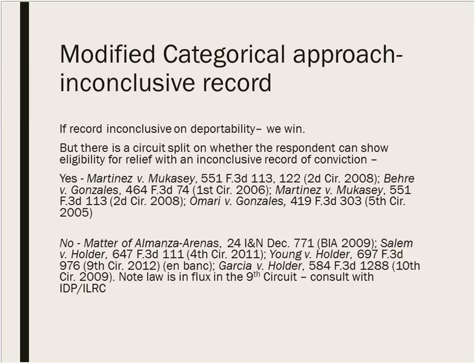In the Second, First, and Fifth Circuits, we have good case law that basically says that on an inconclusive record, we can still show eligibility for relief, and that helps us. In a few other circuits, there's bad case law on that. I think the Ninth Circuit case law is really complicated, so I had to flag that as an issue for you to look into. I think Young v. Holder is not a good case. There had been good law before that, but if you have that issue, make sure you're looking into the up-to-date law at the time you're litigating it, because that issue is in flux.